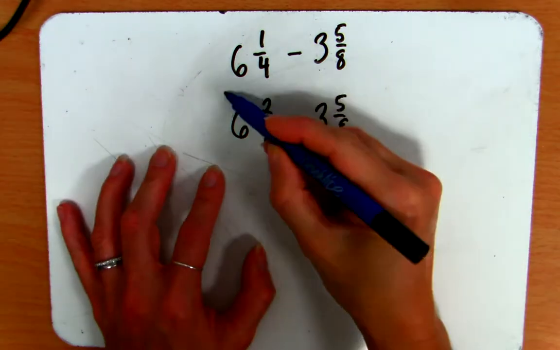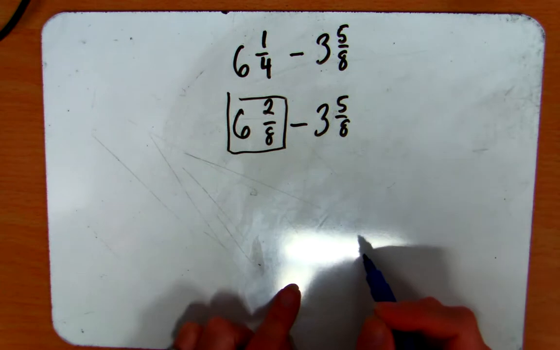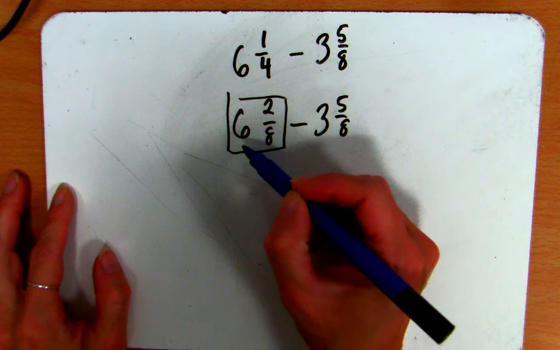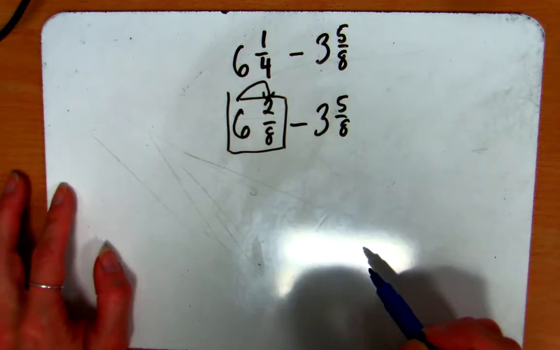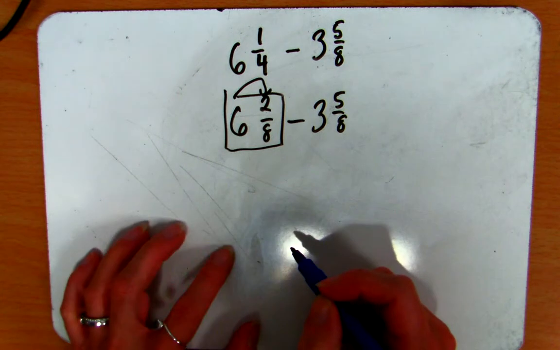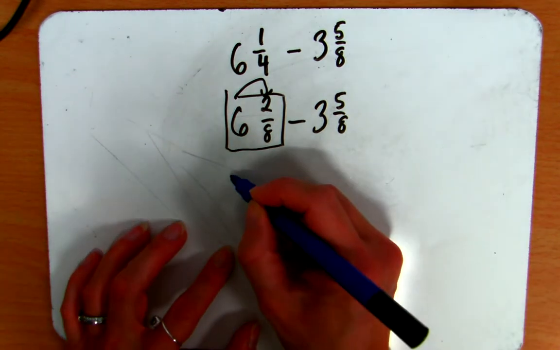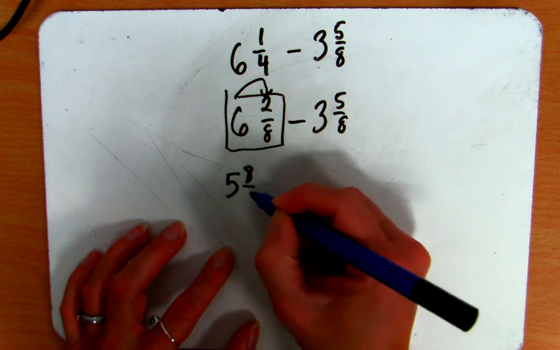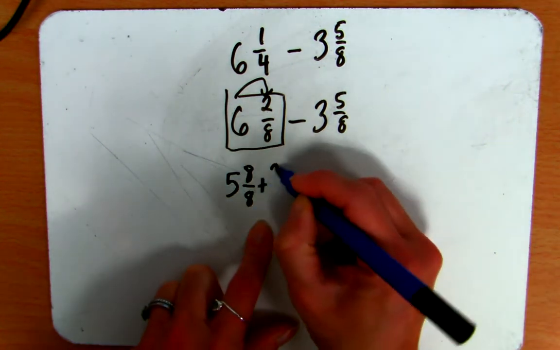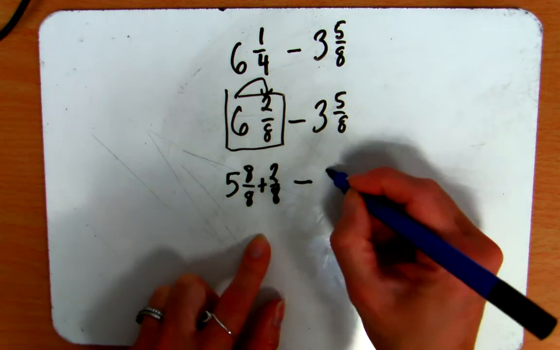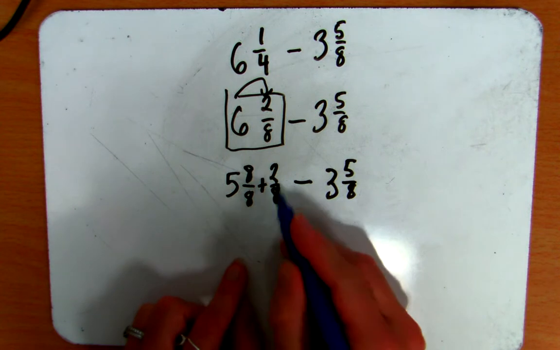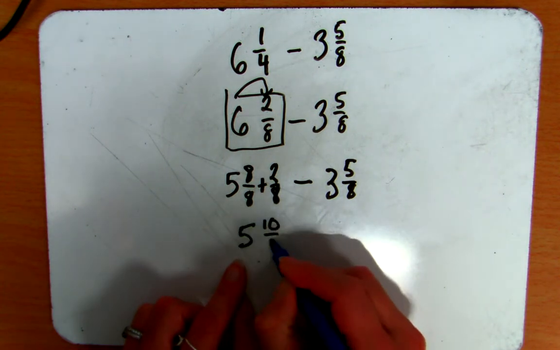So what we want to do is rewrite our first mixed number so that this isn't a problem. And we can do that by borrowing 1 from the whole and putting it onto our fraction. So what is 1 whole if we're looking at 8s? It's 8/8. So I can rewrite this as 5 and 8/8. That's 6, because 5 is 5 and 8/8 is 1, plus another 2/8. Okay, and I'm going to take away 3 and 5/8. Well, what's 8/8 plus 2/8? If I have 8/8 and another 2/8, that's 10/8.